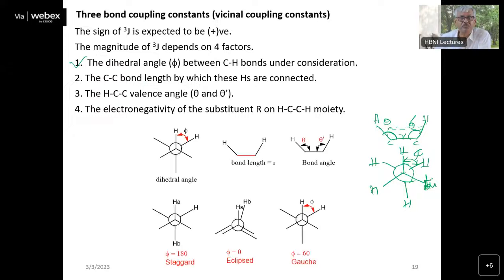So here I have explained clearly what the dihedral angle is, and what the bond length is. I have already told you all these things. This is called the staggered conformation when phi is 180 degrees. This is called the eclipsed conformation when phi is 0, and it is called the gauche conformation when phi is 60 degrees.